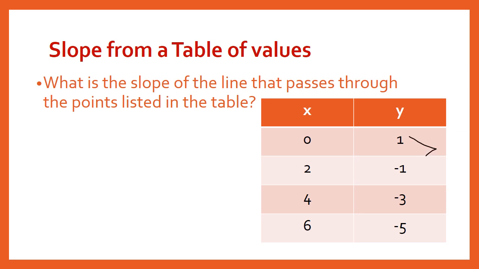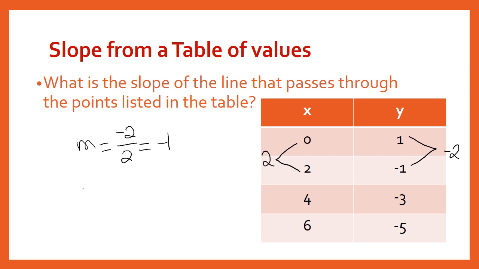And I can find the difference between the y values first. -1 minus 1 is -2. And I have the difference in the x, which is 2 minus 0, which is 2. So the slope in this case is the difference in the y, which is -2, over the difference in the x, which is 2, and the answer is -1.